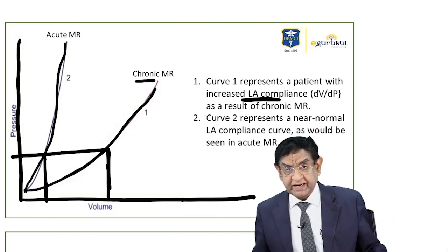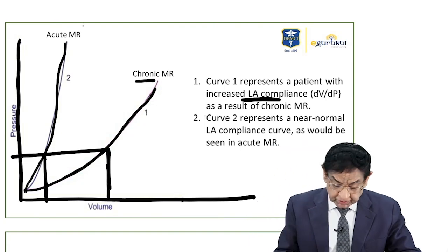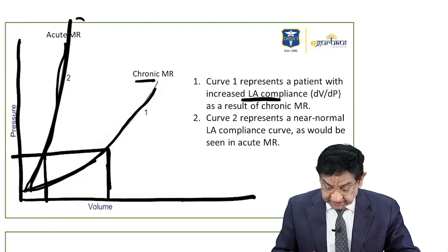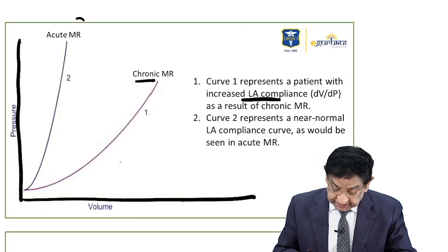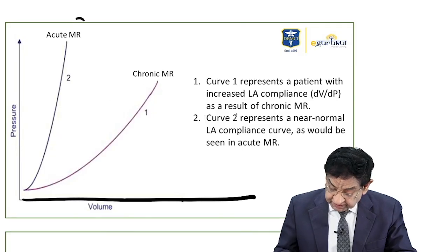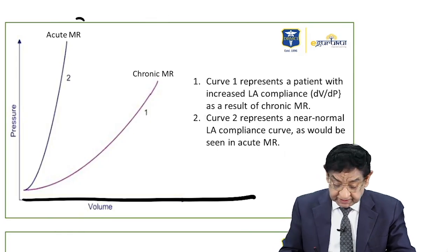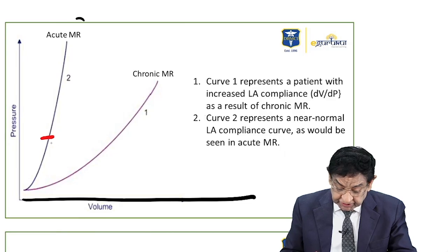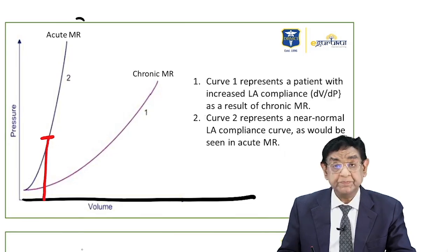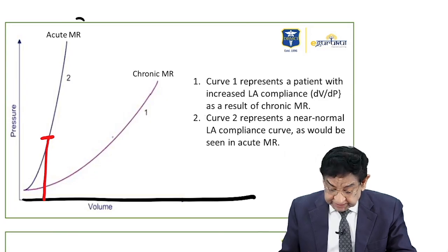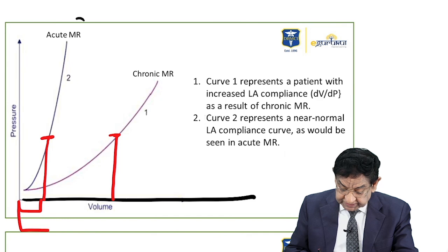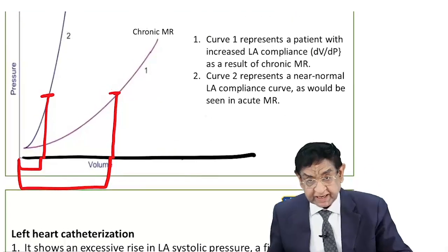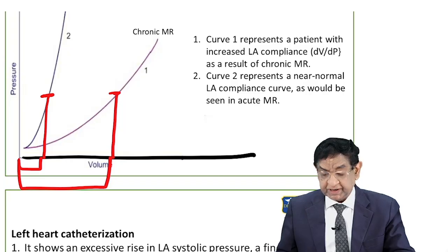So now you can have a nice correlation that in acute, a sudden rise of pressure occurs, and here it occurs very slowly. What I can say the other way around also is, in case of acute MR, this much pressure has come with this much volume. And in chronic, this much pressure has come with this much volume. This is the volume and this is the volume. I hope you got the idea of volume pressure relationship. Okay.